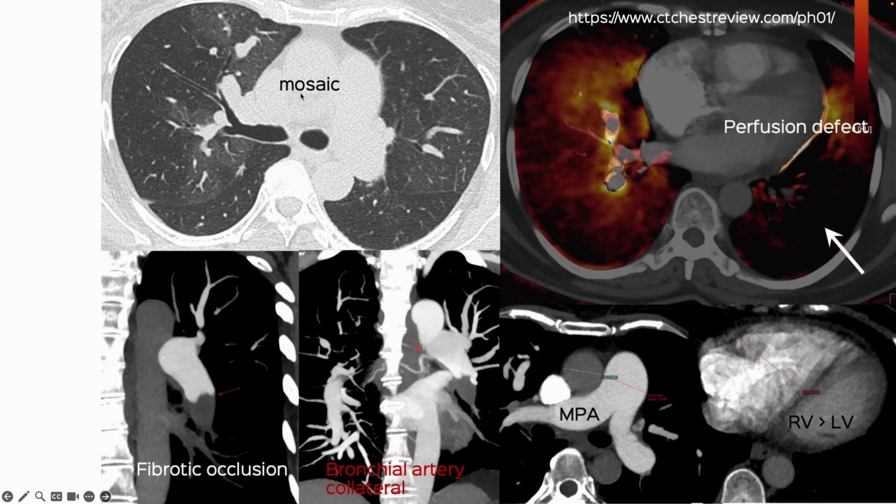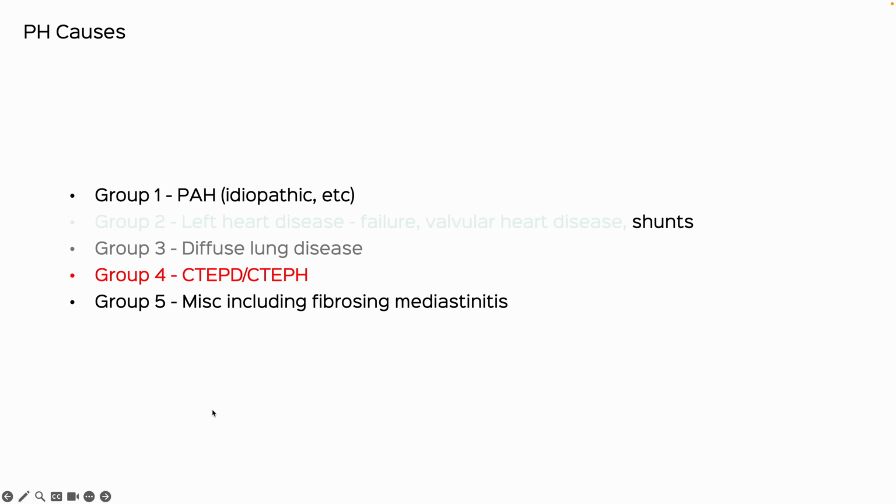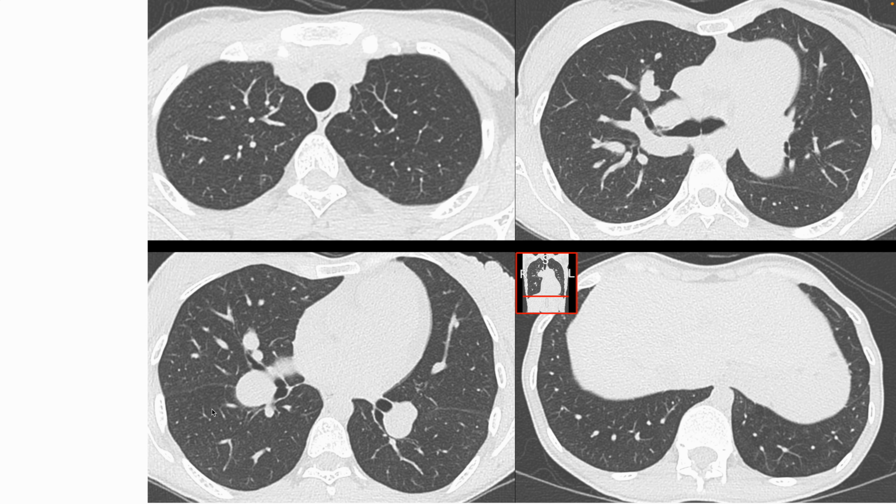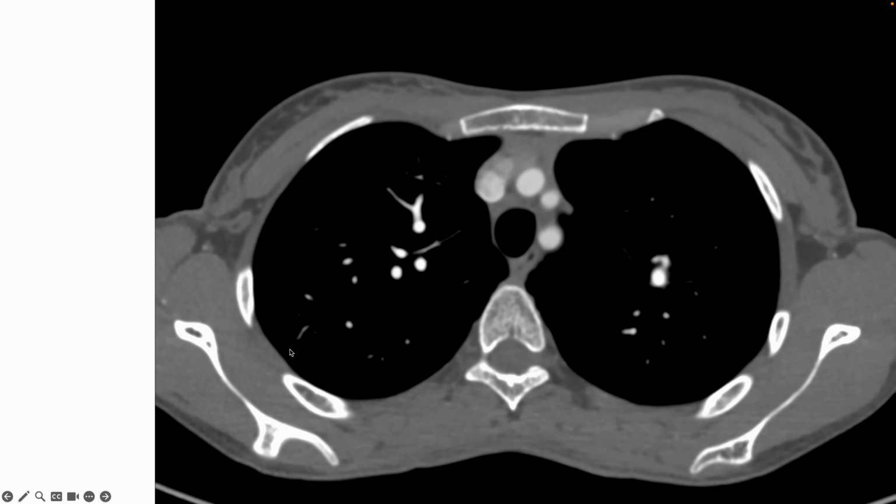And here's another patient, and we had discussed this case in CT Chest Review. You can see the mosaic perfusion defects, MPA, RV dilatation, bronchial artery collaterals, and fibrotic occlusion of the LPA. So this is one group where we as radiologists make a difference. The second is here, a 26-year-old with progressive dyspnea, severe PH. These are the lung findings. Clearly the MPA, RPA, LPA are dilated, but there's no mosaic perfusion.